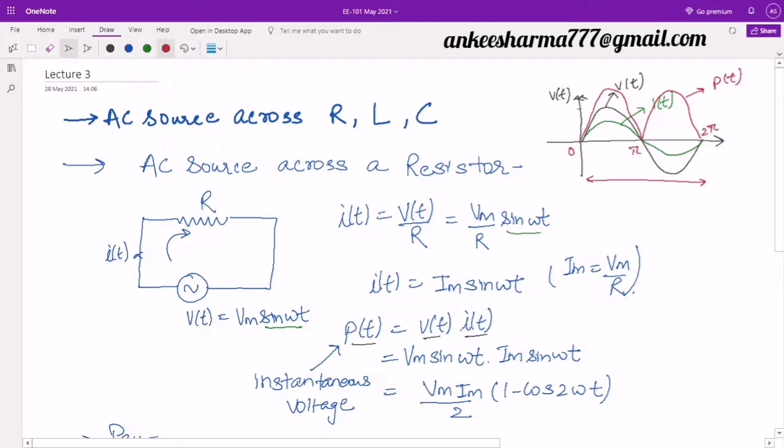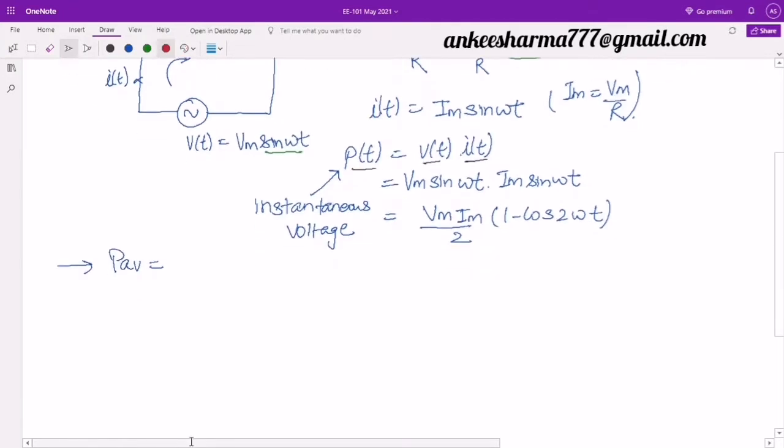So my average value will be considered from 0 to 2 pi. The area under the curve will be calculated by simply multiplying your voltage V of t into I of t, d of omega t, and the base of that signal will be 2 pi. You know the formula of the average value, so that is what I have done here.